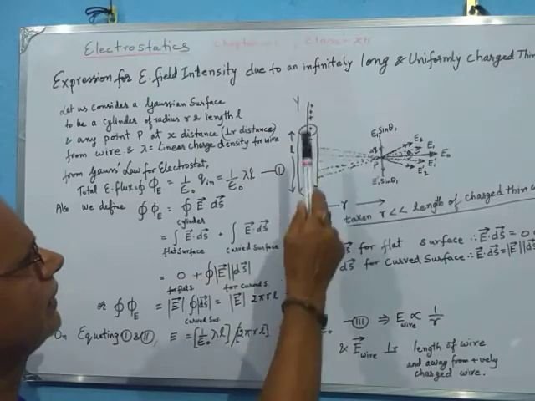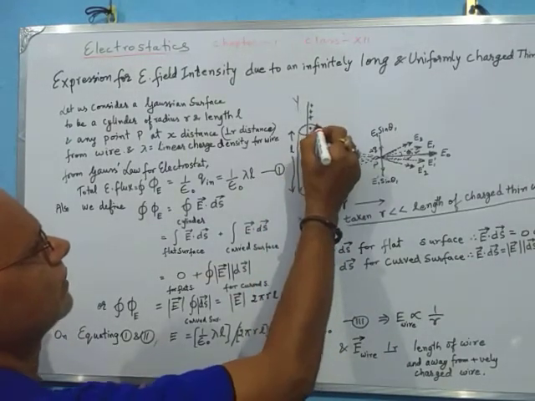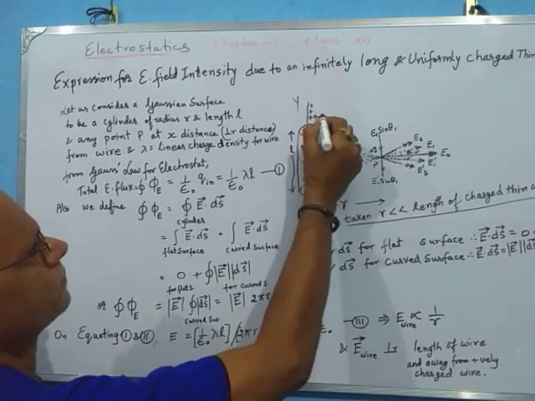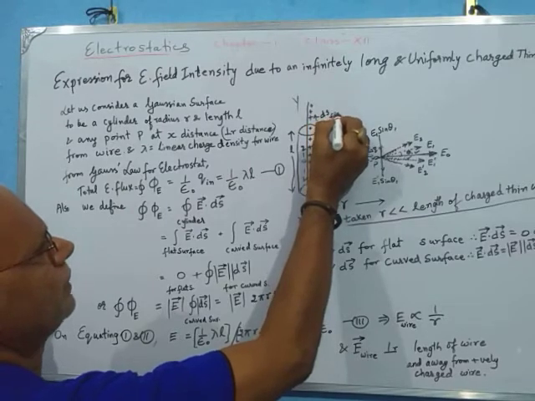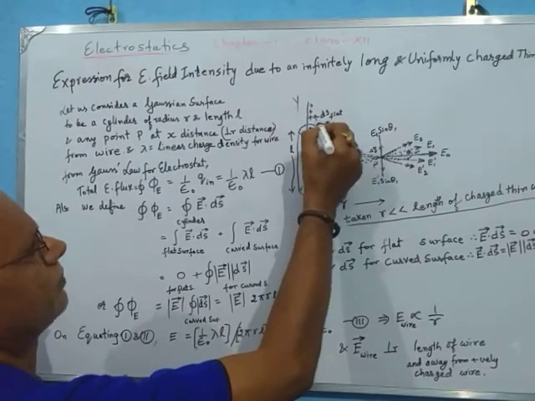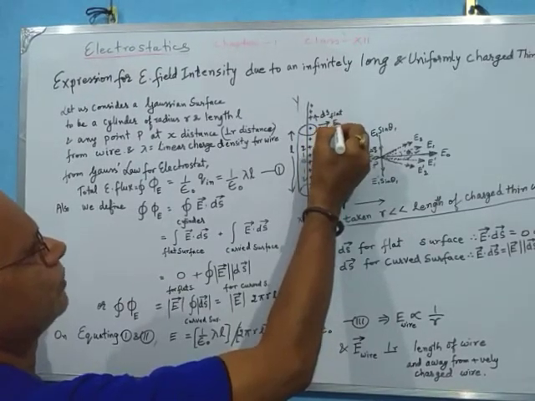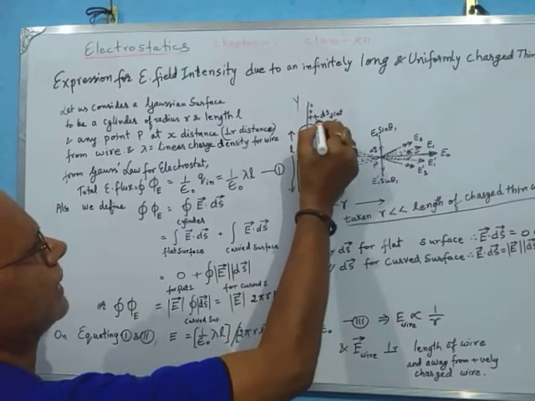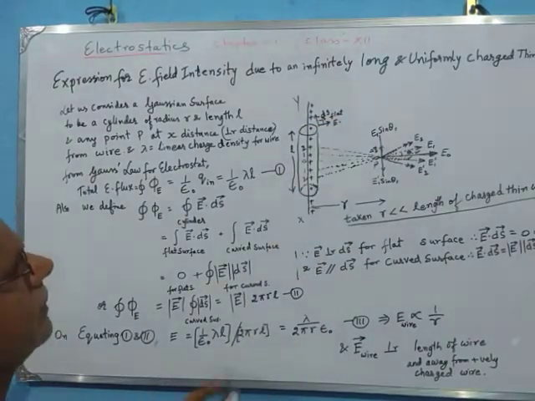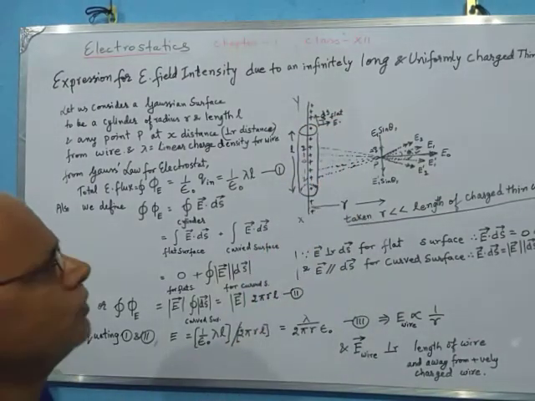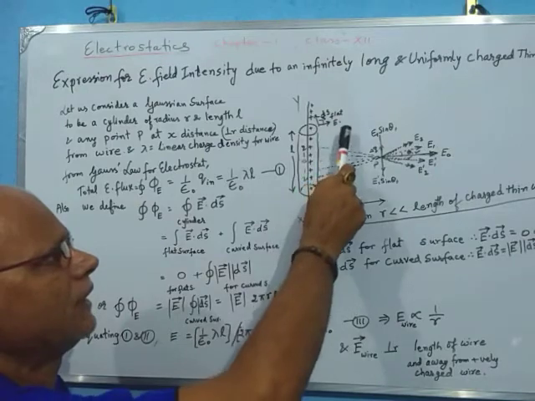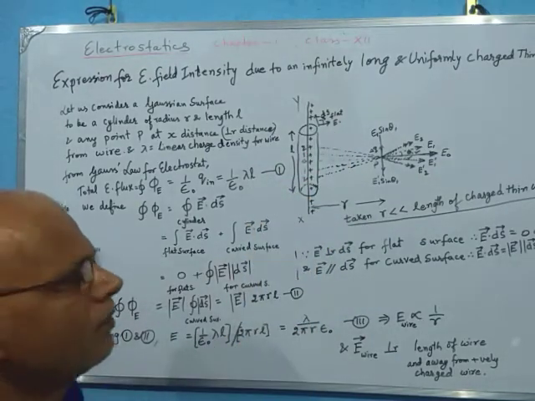For the flat surface, the area vector will be perpendicular in this direction, and the electric field at this place will be perpendicular to it. So they are at 90 degrees to each other, because the electric field is in a direction perpendicular to the wire. Now we have to prove how we can say that the electric field is perpendicular to the wire.